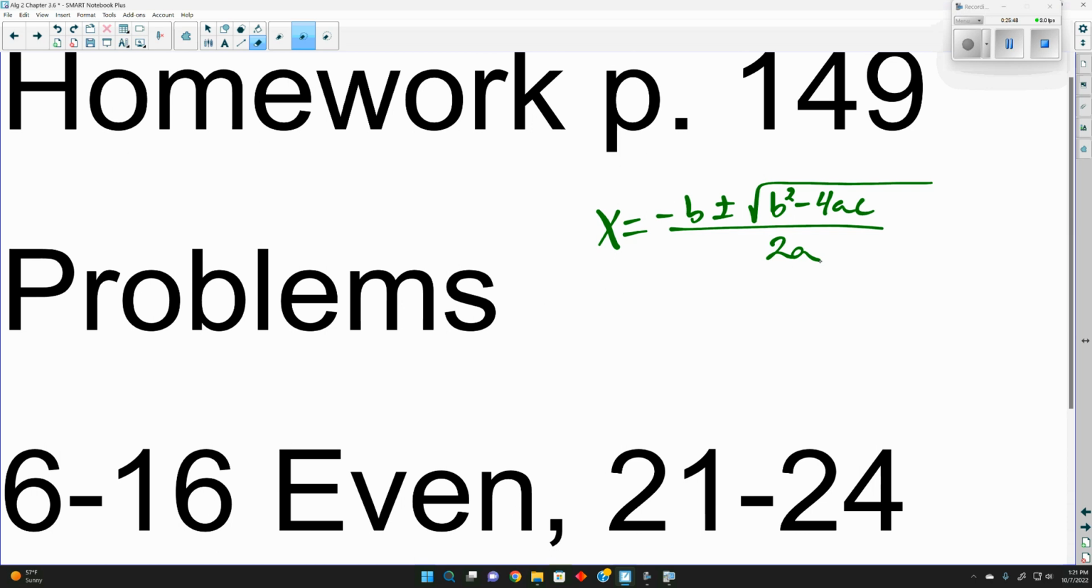21 through 24, you want to find the discriminant's value. Find the discriminant, what b squared minus 4ac is. Determine the number of solutions, so either 2 or 1, and type, so either 2 real solutions, 1 real solution, or 2 complex solutions. And that is it.